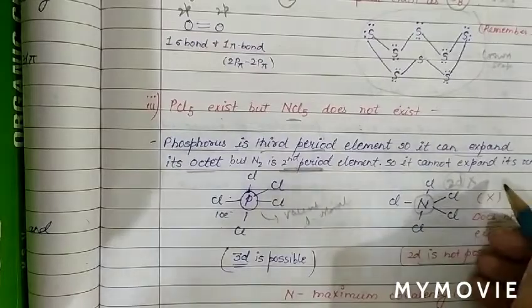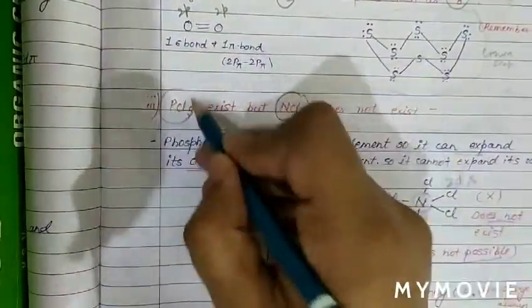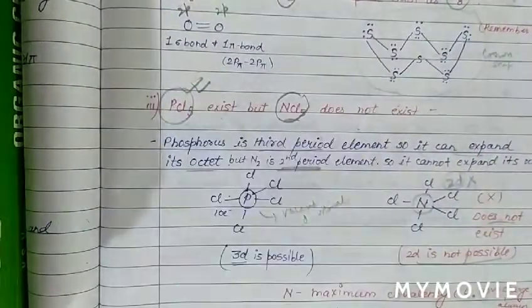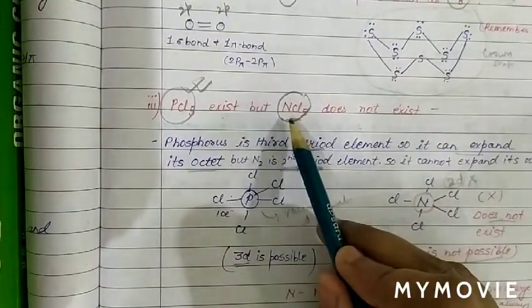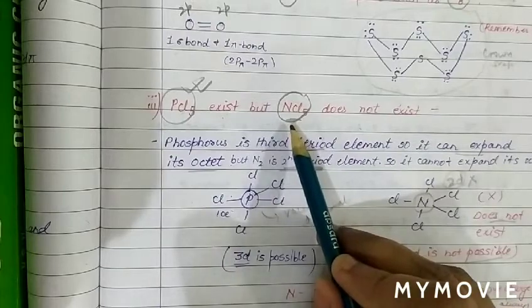Hence NCl5 does not exist. So NCl5 does not exist, PCl5 exists due to presence of vacant d orbital. Nitrogen cannot expand its covalency beyond 4 due to absence of vacant d orbital.